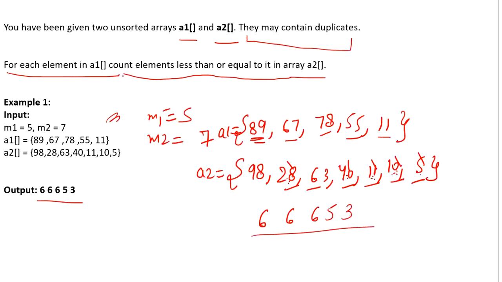So basically in the question, you have to determine the count of the elements in array A2 that are less than or equal to the elements in array A1. So now you must have got a proper understanding of the question, that what they are asking.